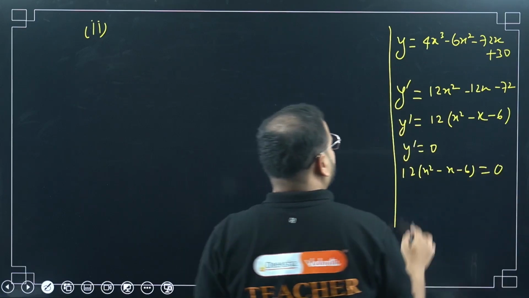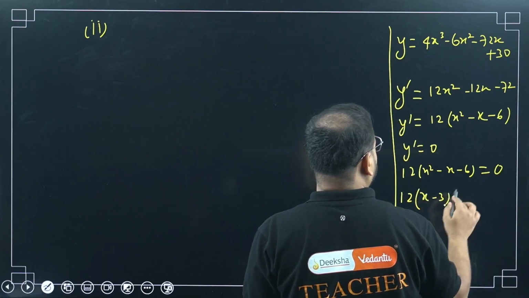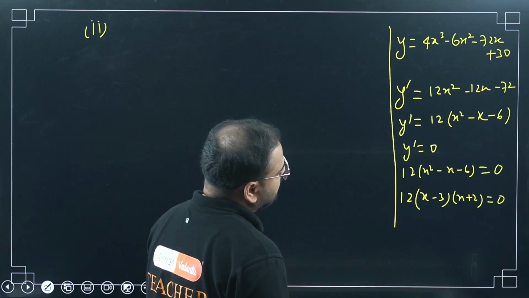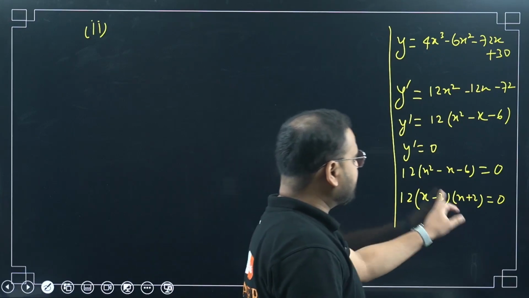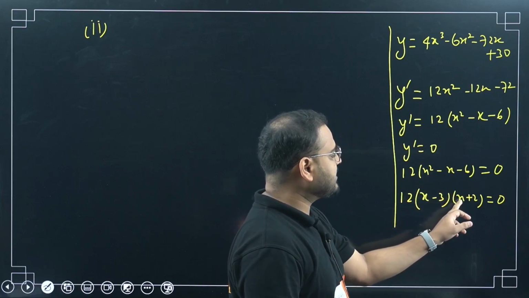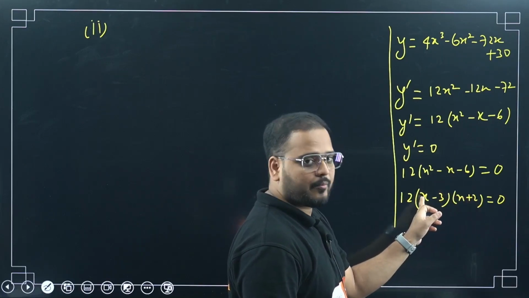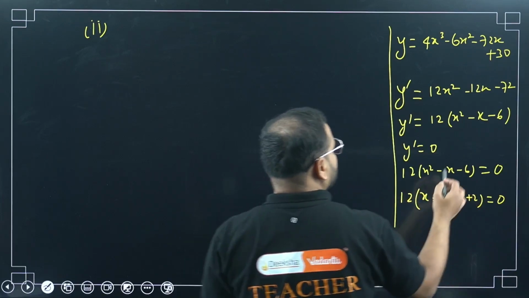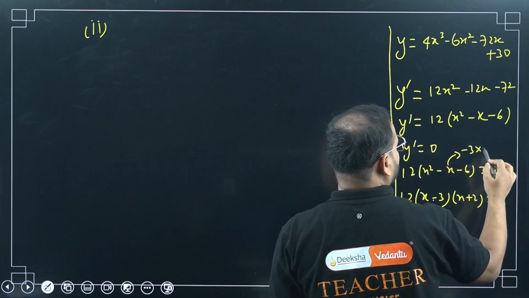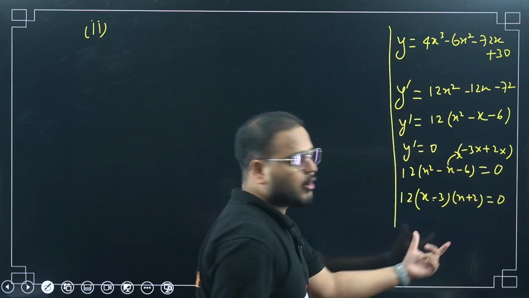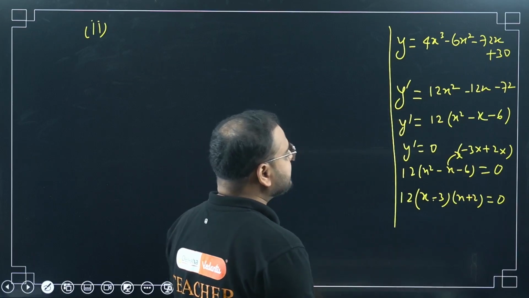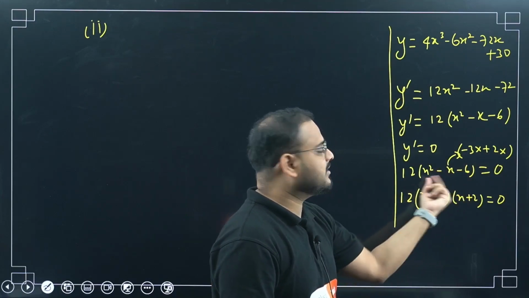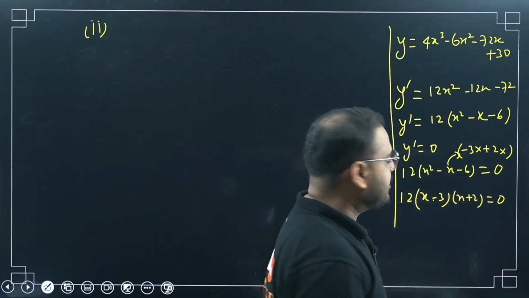Factorize this. I hope you know how to make this factor. x minus 3 and x plus 2, I guess. Please check. x times x is x square, minus 3 times x is minus 3x, and 2 times x is plus 2x. So minus x, and minus 3 times 2 is minus 6. If you're not sure, split x in terms of minus 3x plus 2x instead of x, and then take the common factor. So the answer is 12 times (x minus 3) times (x plus 2).